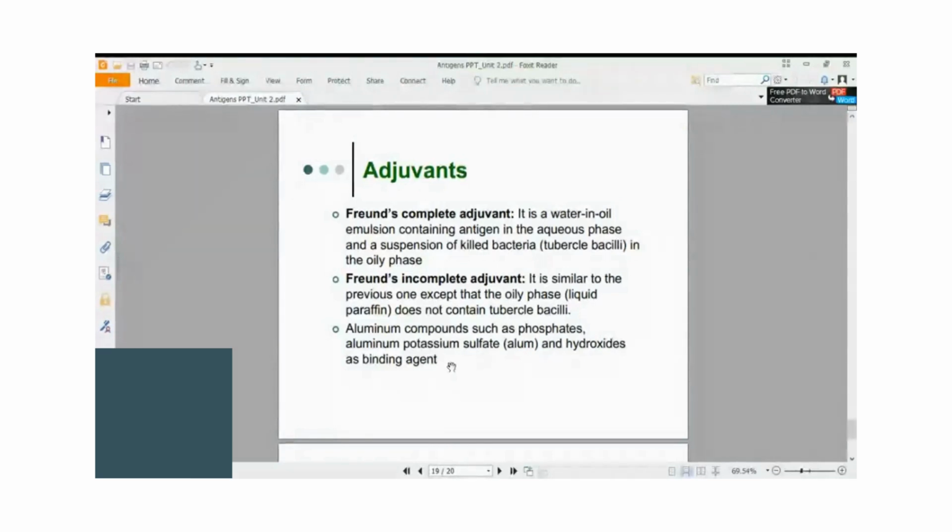In that way, the adjuvant serves to distribute the antigen very slowly in the body and make it available for a long duration for the immune cells, that is especially the antigen presenting cells, to process that antigen which is suspended in the oil phase now in the form of emulsion, and then the immune boosting takes place.